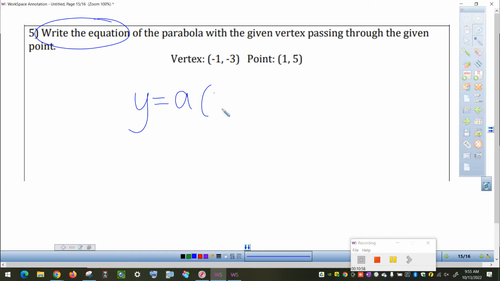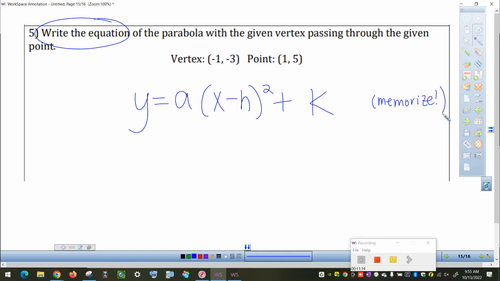the general a times x minus h squared plus k. Eventually, this is going to be a formula that we have to know. So for example, for the test, we need to have this memorized. It's kind of like when you learned y equals mx plus b. I know there's a few more pieces to this, but we have to know all the pieces.